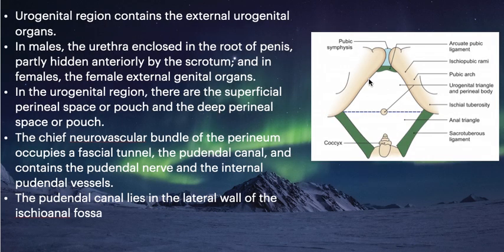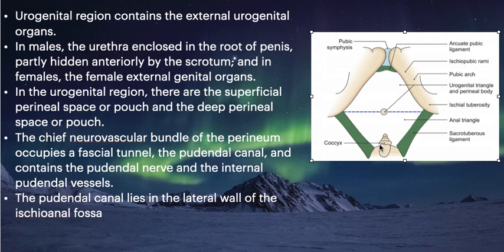Now, the urogenital region contains the external urogenital organs. They are, in males, the urethra, which is enclosed in the root of the penis, partly hidden anteriorly by the scrotum, and in females we have the female external genital organs. In the urogenital region, there are superficial and deep perineal spaces or pouches.